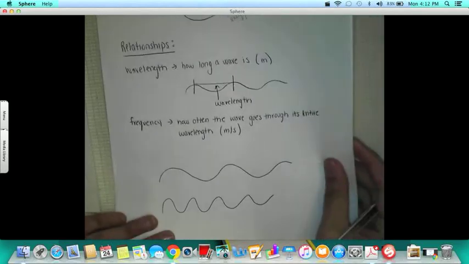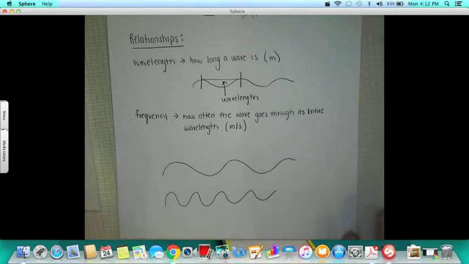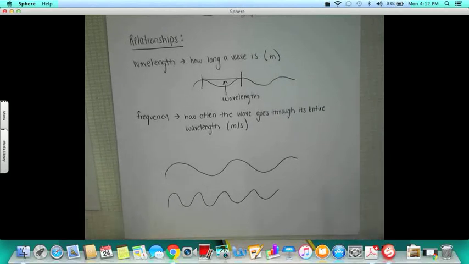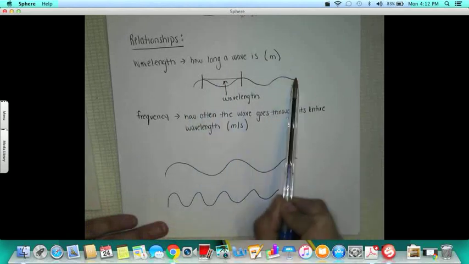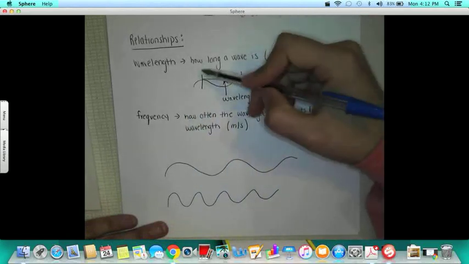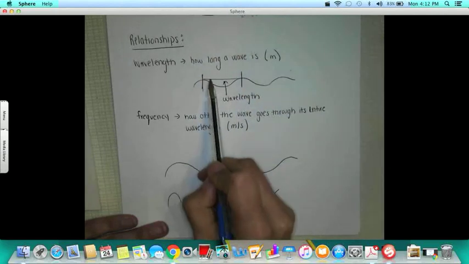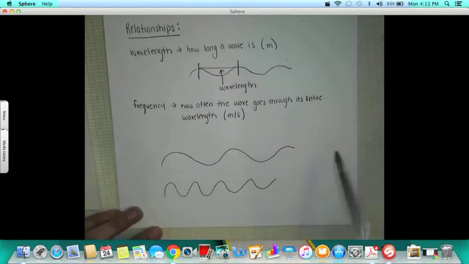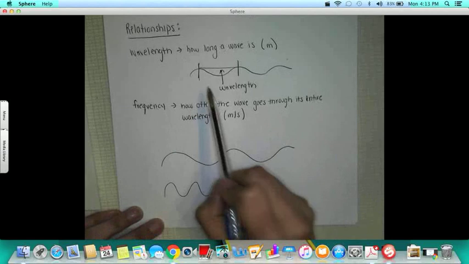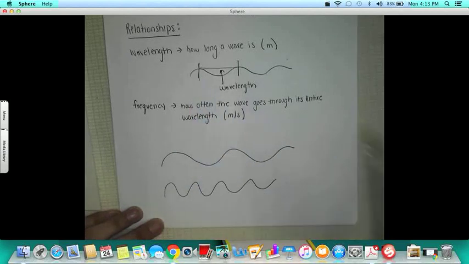Now, when we think about light, we're going to talk a lot about the relationships between wavelength, frequency, and energy. So our wavelength is how long a wave is. So if this is a wavelength of light, we are going to think of the wavelength as being from crest to crest, the distance it takes to go through an entire wavelength. Okay, and it is measured in meters. Frequency is how often we get through that wavelength. So it's going to be per second, how often we get through that wavelength.